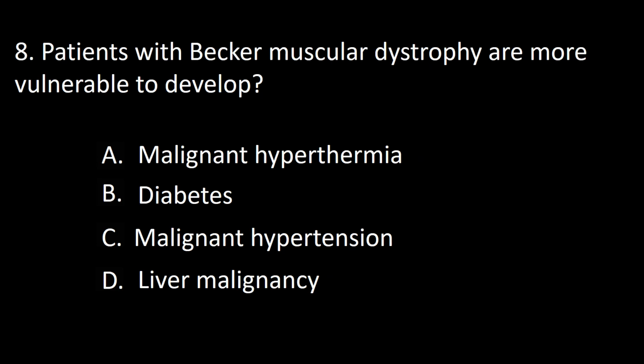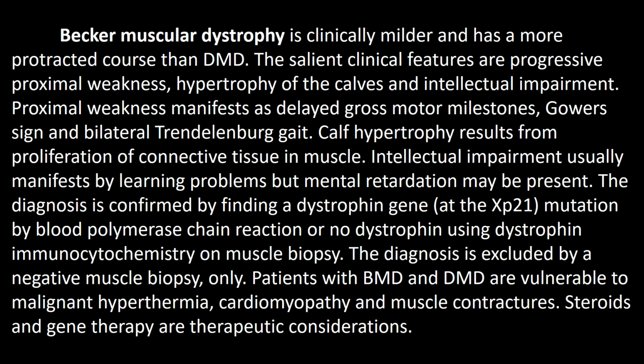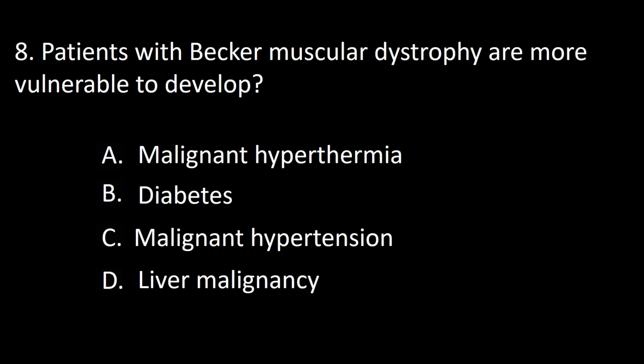Next question. Patients with Becker muscular dystrophy are more vulnerable to develop A. Malignant hyperthermia, B. Diabetes, C. Malignant hypertension, D. Liver malignancy. Please stop the video and read these comments. Then continue the video. So the answer to this question is A.